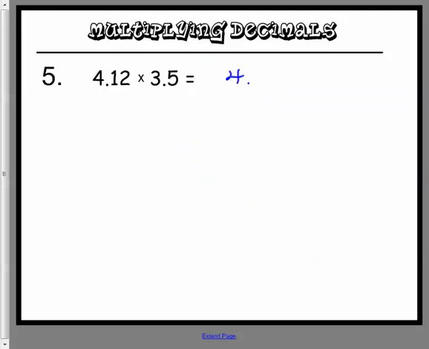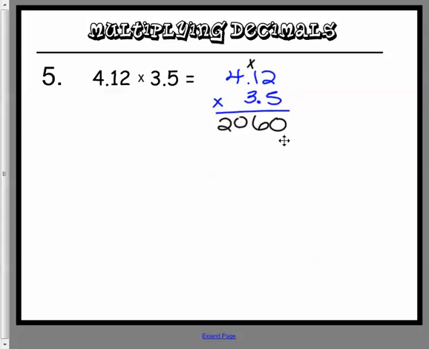All right, try this one for me. I'll be back in just a second to show you what I did. Okay, so the first thing that we need to do, okay, so 5 times 2 is 10. Carry your 1. 5 times 1 is 5, plus 1 is 6. Okay, 5 times 4 is 20.